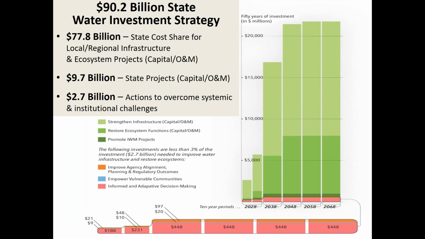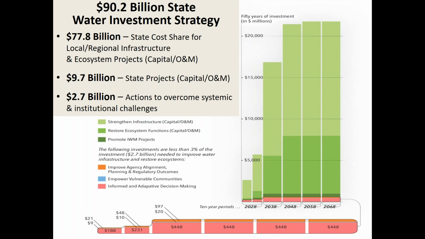It would be state funding that would go to local and regional efforts to advance the recommendations of this water plan, both for capital and ongoing operation and maintenance costs. About $10 billion would go for state infrastructure and state ecosystem restoration, and about $2.7 billion, which is about 3% of all the funding, would go for overcoming those systemic and institutional challenges. And those are the reddish bars at the very bottom of the bar chart.